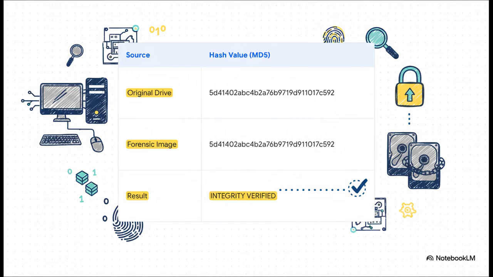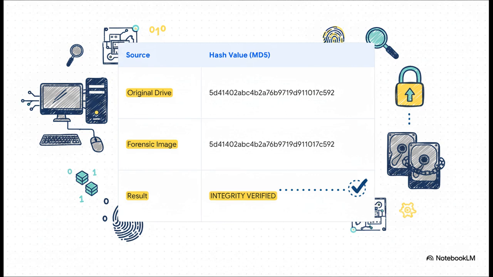So here's the crucial part. An investigator calculates the hash value for the original suspect drive. Then, after they make that bitstream image, they calculate the hash value for the new image file. And as you can see right here, if those two long strings are identical, that is mathematical proof that the copy is perfect and the evidence is untainted.